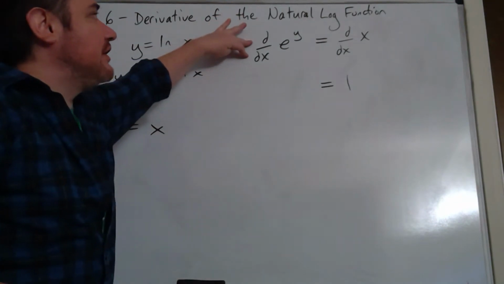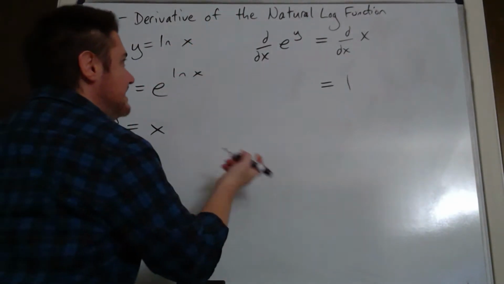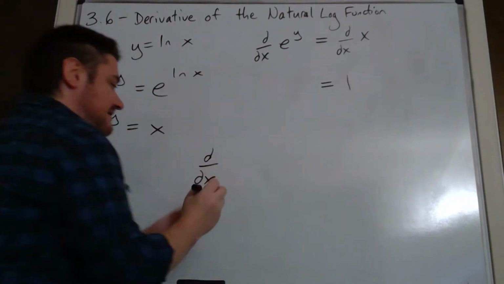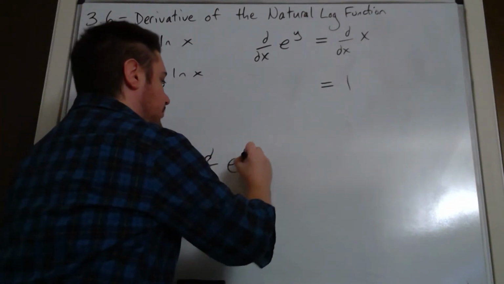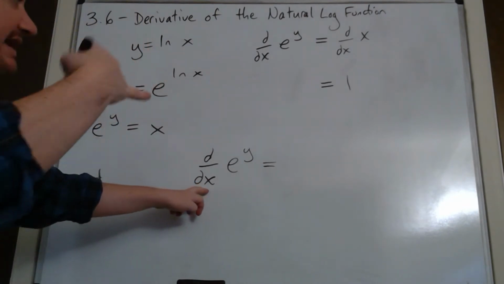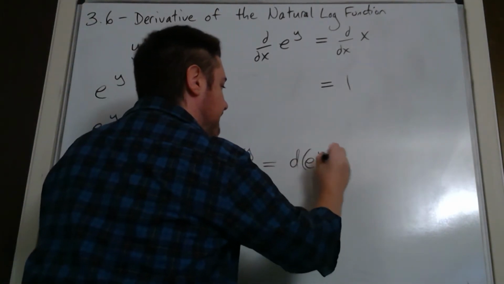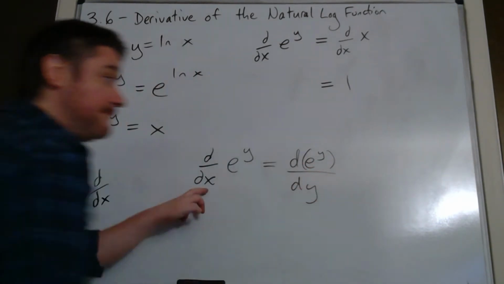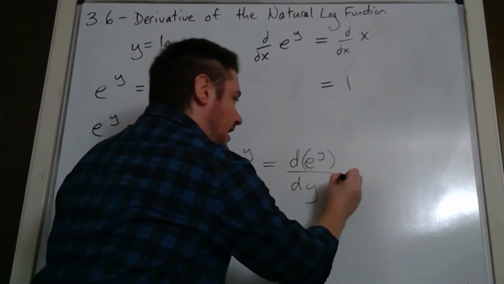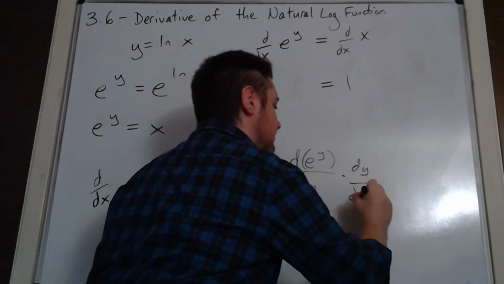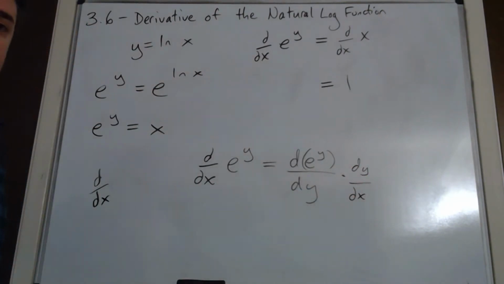And what's happening over here? So what I'm doing is I'm taking the derivative of a function of y. So remember, the derivative with respect to x of a function of y means I better first take the derivative with respect to y. So I want to take the derivative of e to the y with respect to y, and then multiply that by the derivative of y with respect to x, to tie those two things together. So that's what I want to do right there.